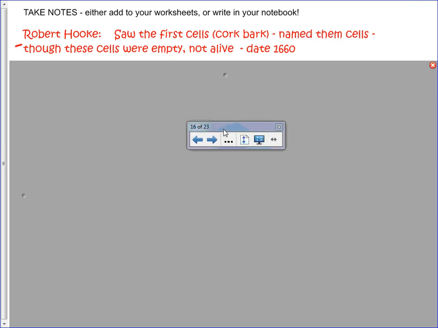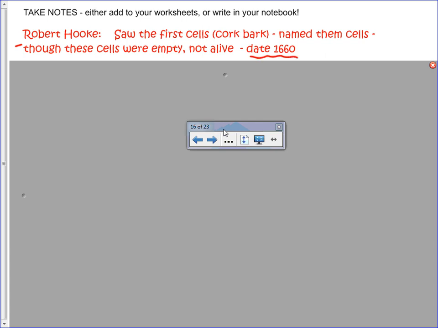He came up with the name cells, which means little empty rooms, like a prison cell. And the kind of ironic thing is that he is famous basically for discovering cells, but the cells he saw were not alive. They were empty, dead bark cells. And this was around 1660.